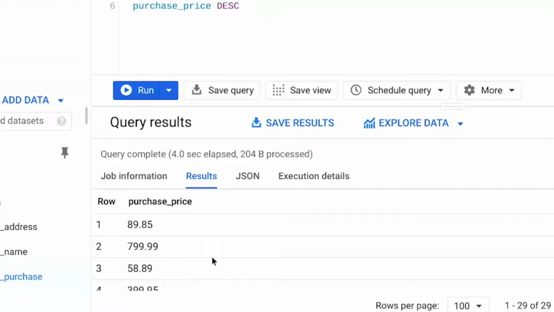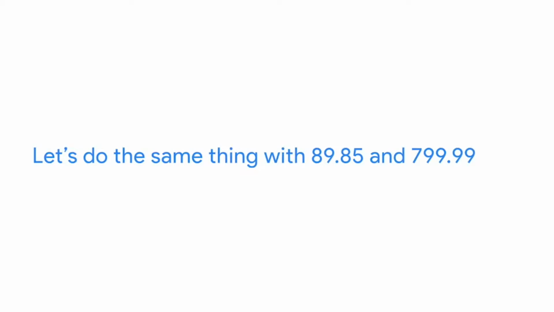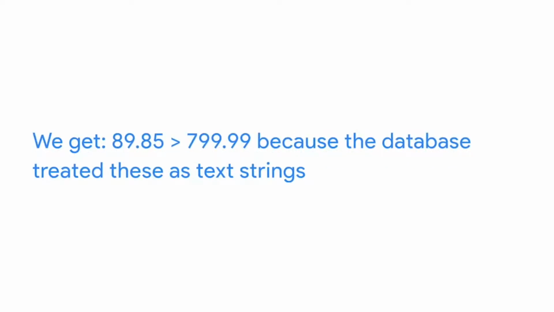799.99. When we sort letters, we start from the first letter before moving on to the second letter. So if we want to sort the words apple and orange in descending order, we start with the first letters, A and O. Since O comes after A, orange will show up first, then apple. The database did the same with 89.85 and 799.99. It started with the first character, which in this case was an 8 and 7, respectively. Since 8 is bigger than 7, the database sorted 89.85 first and then 799.99 because the database treated these as text strings.